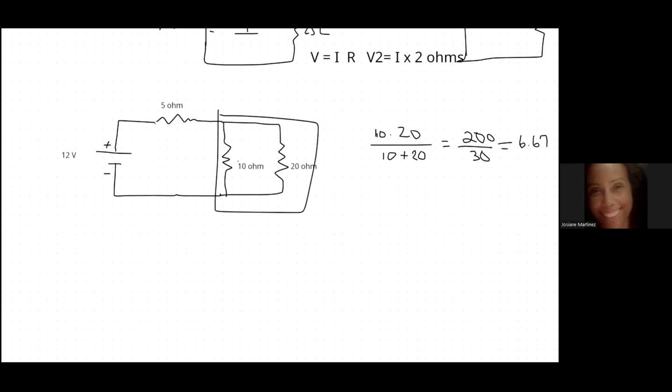I will do that. Okay? Take that gone and imagine that this is the new resistor now. It's an equivalent resistance of 6.67 ohms. Okay, let's erase this. All right, and erase that.